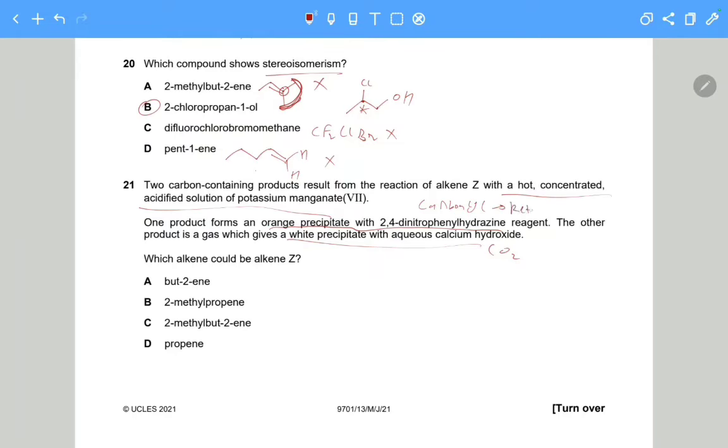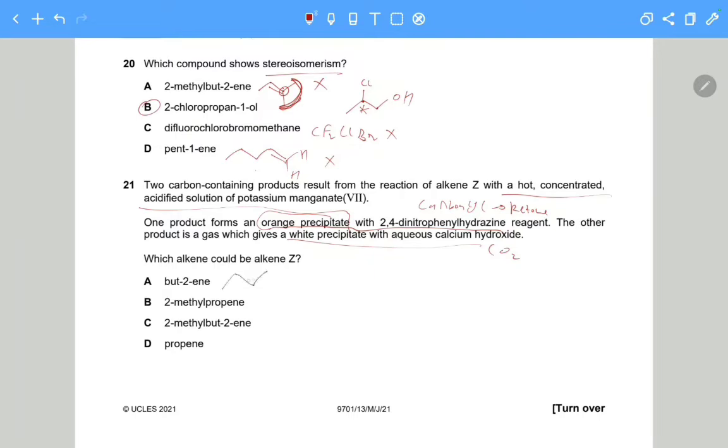So the carbonyl compound is a ketone, because if a carboxylic acid is formed through an aldehyde, there will be no orange precipitate with 2,4-DNPH. So which alkene could be alkene Z? Let's go through all the options.